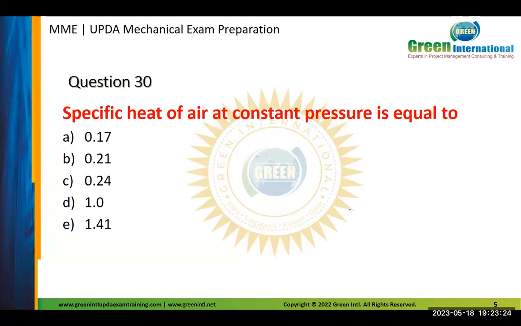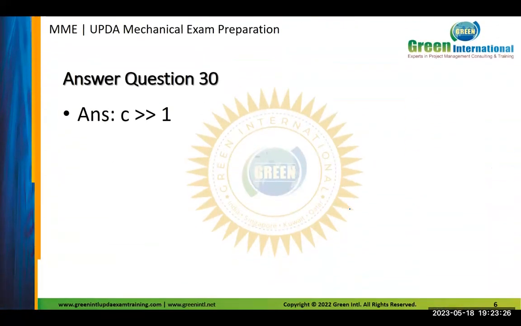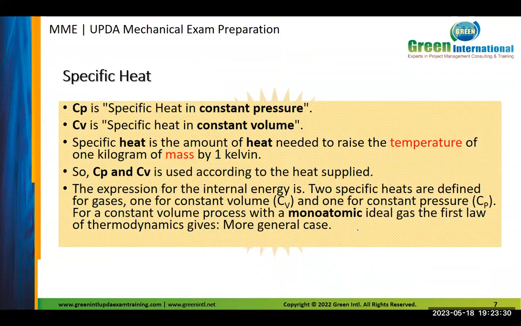Any idea? One. CP is equal to one. This is here CP and CV. CP is the specific heat at constant pressure. CV is the specific heat at constant volume.